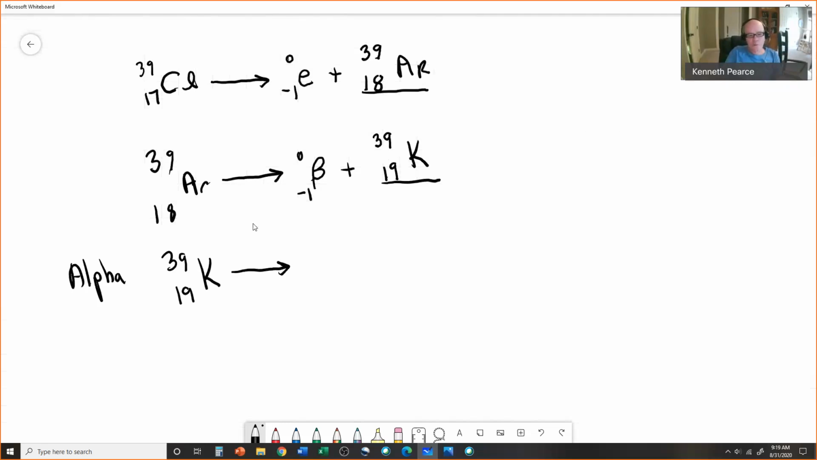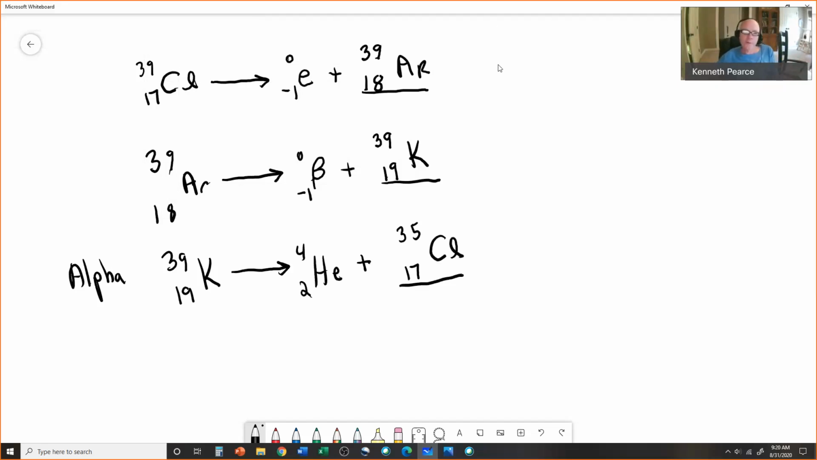And since I want to do an alpha decay of the potassium 39, that means we're producing a 4-2 helium plus something else. And in this case, we go, well, 4 plus 35 gives me 39. And then we say 17 plus 2 gives me 19. And I look for element number 17, and we're back to chlorine.